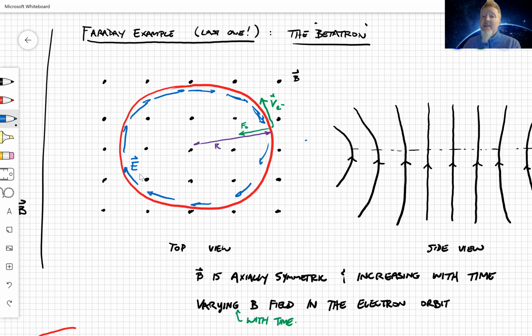What is happening to the electron? Question, what is happening to the electron? Pause, answer the question.